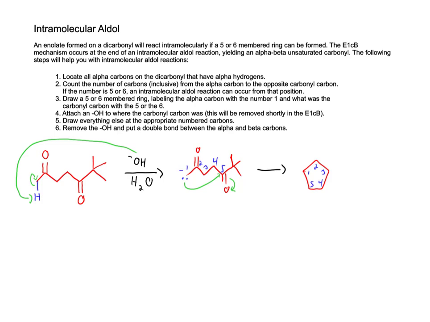And I know that the 1 position was my original alpha carbon, and I know that that 5 position is where the double bond O turned into a single bond O, and of course we know that we protonate it. So I'm actually going to skip the step where I protonate it because I don't want to draw this twice, because the point is we can get to the answer quickly. So I know that at the 5 I am going to attach that OH there. And then after I do that step where I attach the OH, which we will remove shortly in the E1CB, we're going to draw everything else at the appropriate numbered carbons.